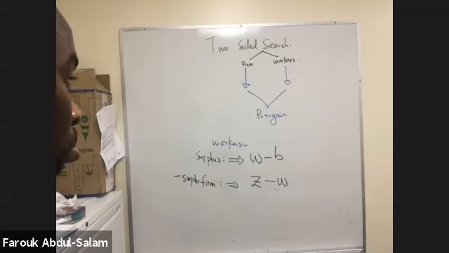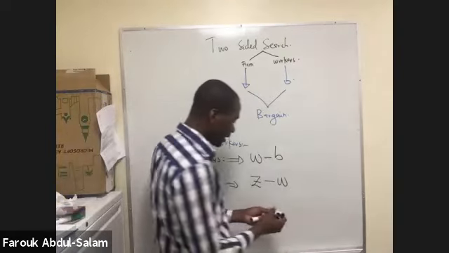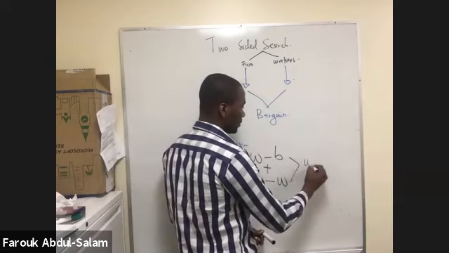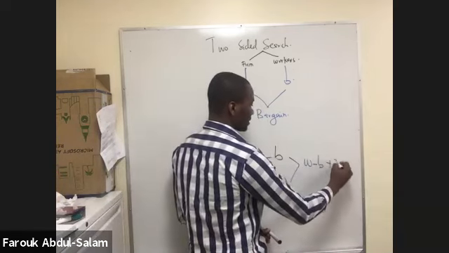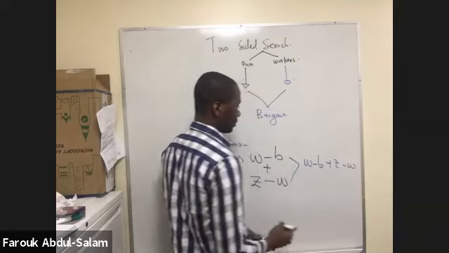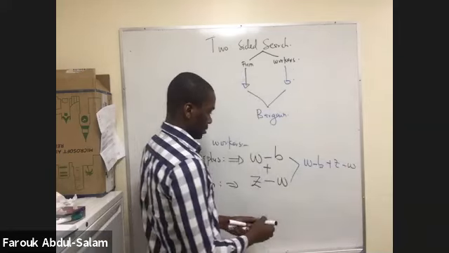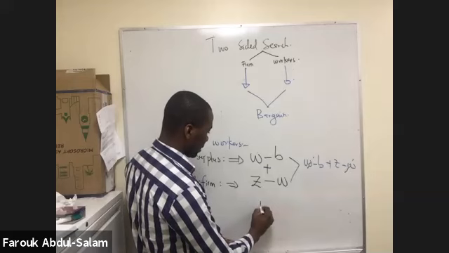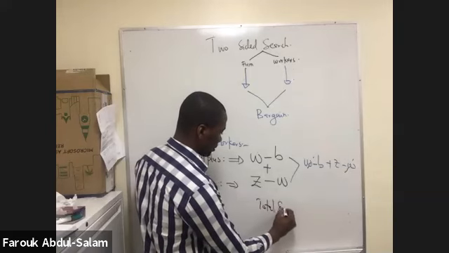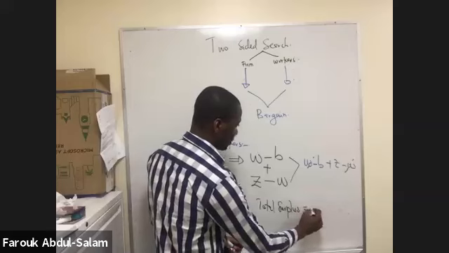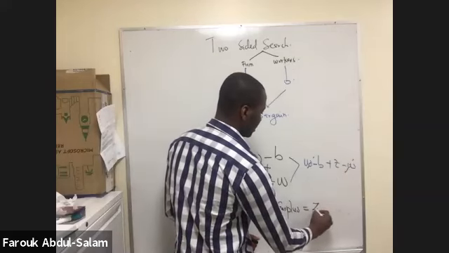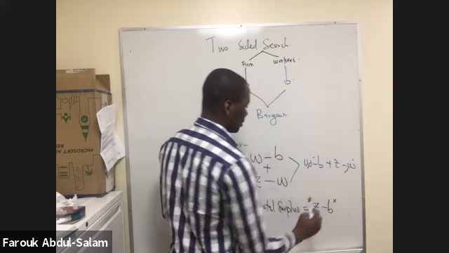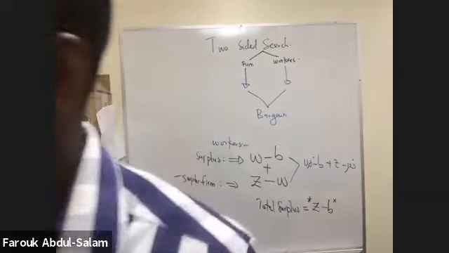Yeah. So what is the total surplus? The total surplus is the combination of the two, right? So this guy plus this guy, which is W minus B plus Z minus W. This guy cancels this guy. So the total surplus is going to be Z minus B. Is that okay? So this is the total surplus they have to share.